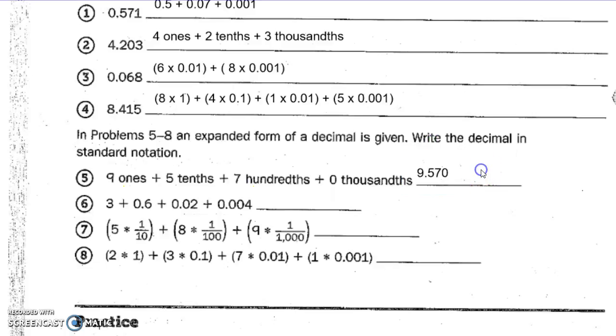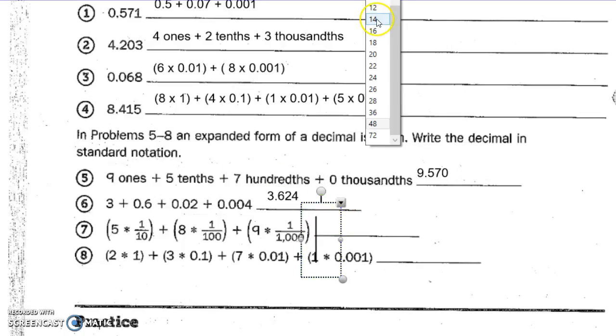Would we have to put the 0? No, but we might as well. Next one. Okay, so we've got 3 wholes. All right, so that's easy. 3 wholes, decimal point to separate them. 6 tenths, 2 hundredths, 4 thousandths, 3 and 624 thousandths.